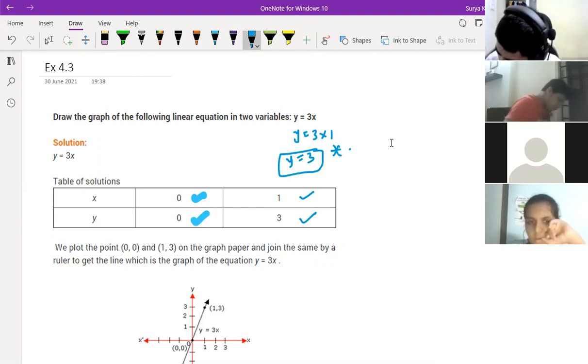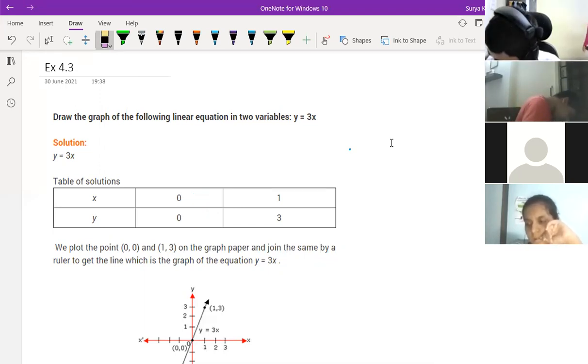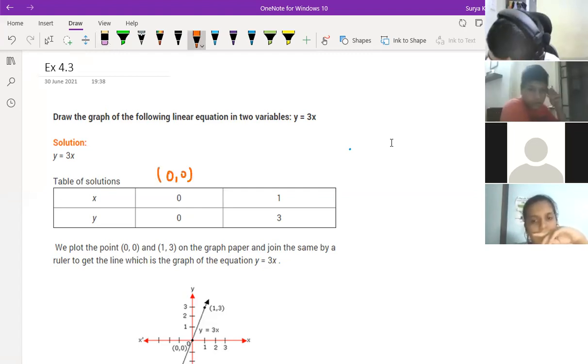Okay, children, so these are the 2 points you have with you. If x is equal to 0, you will get y is equal to 0. If x is equal to 1, y is equal to 3. Is it clear? Yes, sir. So these 2 points we got. First coordinate is 0, 0, and second coordinate is 1, 3.